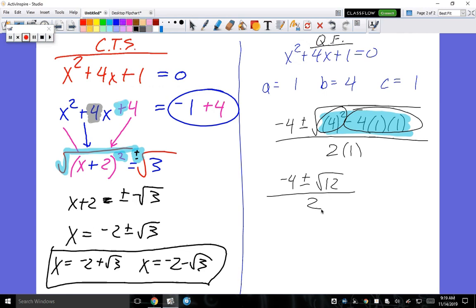Well, there is a plus and minus right now. Okay, I got you. So negative 4 plus square root of 12 over 2, and then negative 4 minus root 12 over 2. For sure. Casey, where do I go from here? Because I want to simplify it as low as possible.